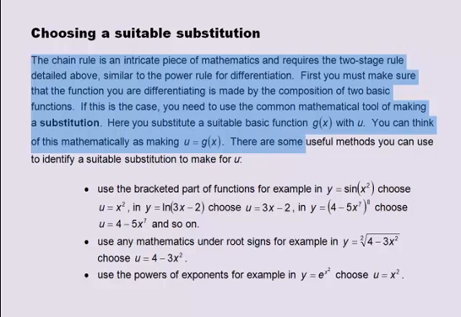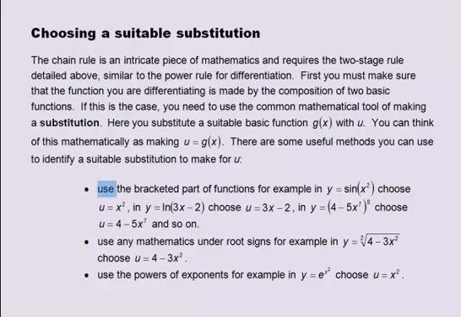There are some useful methods you can use to identify a suitable substitution to make for u. Use the bracketed part of functions. For example, in y equals sine of x squared, choose u equals x squared. In y equals the natural logarithm of 3x minus 2, choose u equals 3x minus 2. In y equals (4 minus 5x to the power 7) all to the power 8, choose u equals 4 minus 5x to the power 7, and so on.